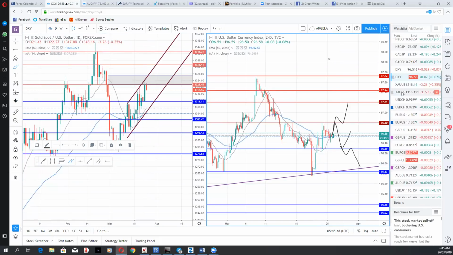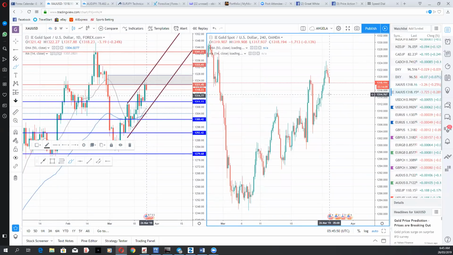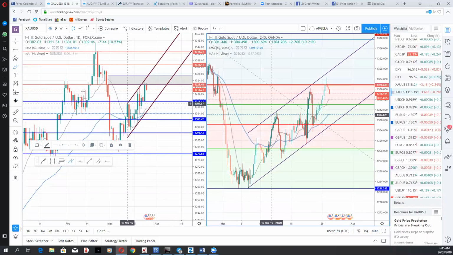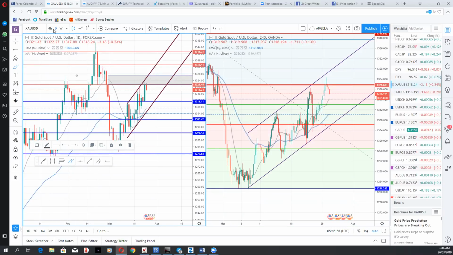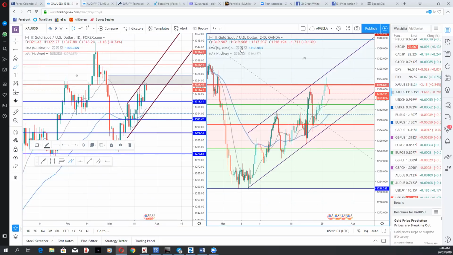Some of you might be wondering why I'm using two segmented screens. Simply because on my left is the daily view, as you can see, while on my right is the 4-hour view. I like having both views so that I can get a broader view of what's happening.